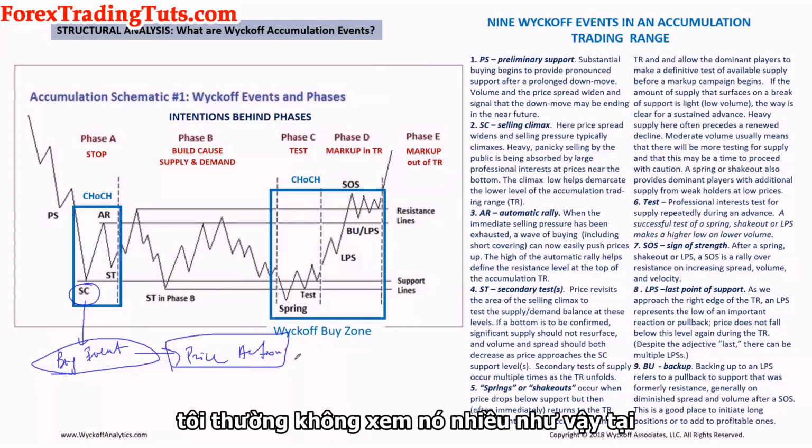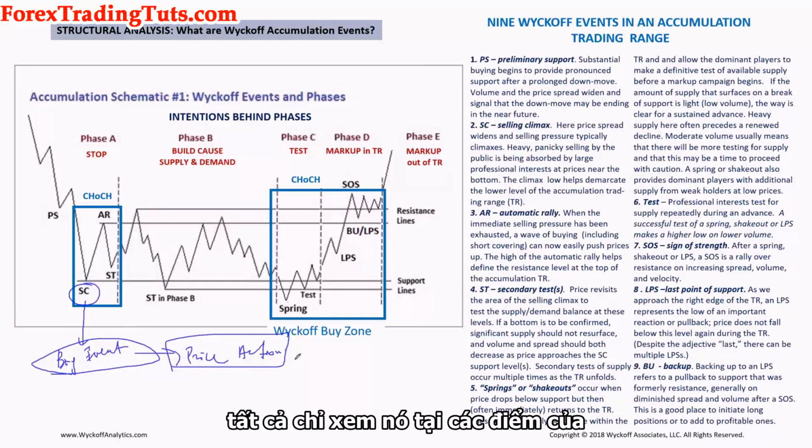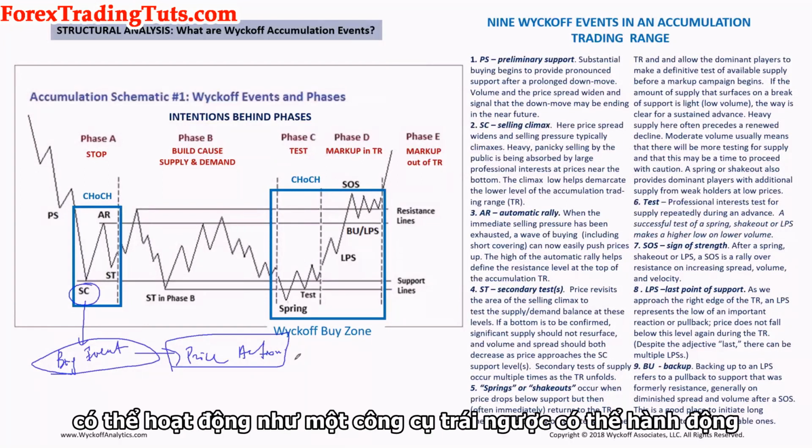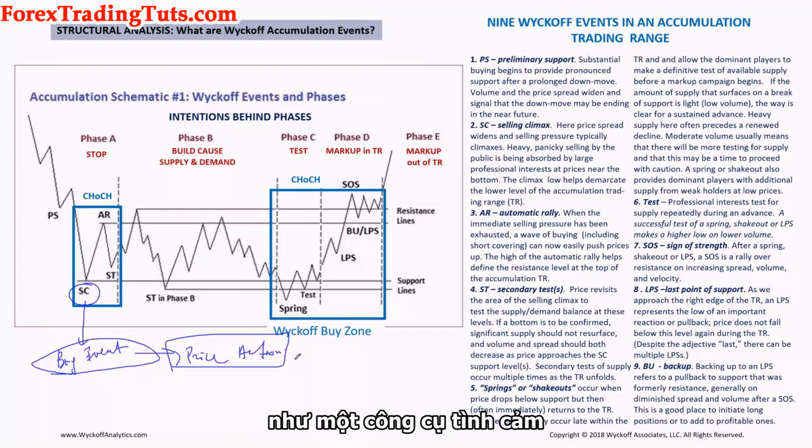I usually don't watch it that much at all. Only watch it at the points of interest. CNBC or any other TV shows could act as a contrarian tool, could act as a sentiment tool, and usually when, let's say, a stock is exhibiting some kind of panic where the price is going down so quickly and there is a lot of selling by weak hands, how do you think that's going to be portrayed on the TV?